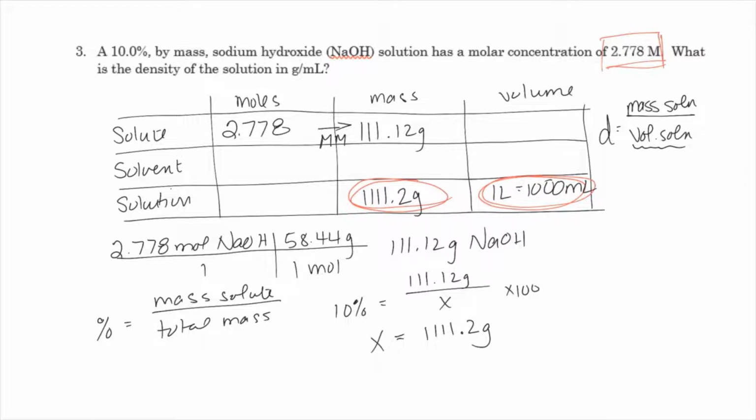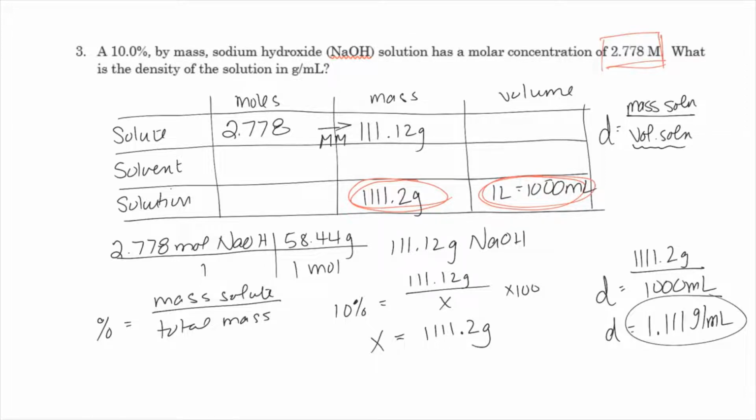Now I have the information I need to get the density of the solution. The density of the solution is the mass of the solution, which I just calculated, divided by the volume of the solution in milliliters, which is what I assumed at the beginning of the problem. So the density is going to be 1,111.2 grams divided by 1,000 milliliters, and the density is 1.111 gram per milliliter.